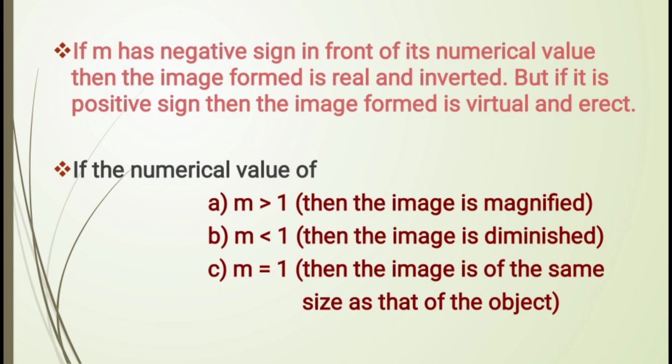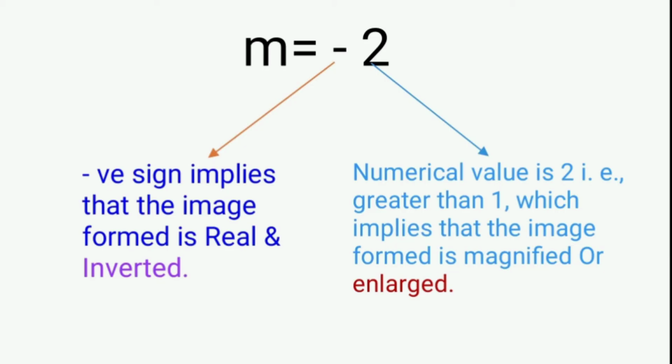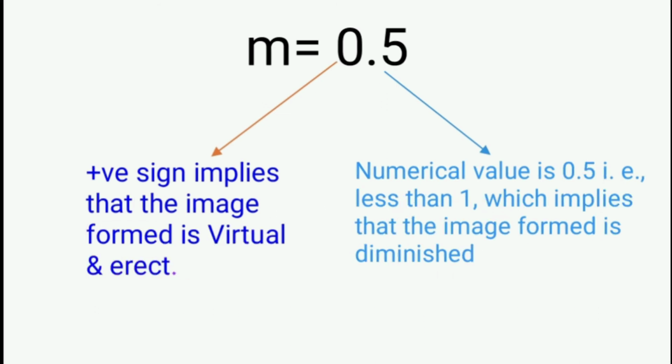If the linear magnification m is considered to be -2, then it means that the image formed is real and inverted. Real and inverted because of the negative sign. And the image is magnified or enlarged because the numerical value 2 is more than 1. Similarly, the value of m equals 0.5 implies that the image formed is virtual and erect, and the image formed is diminished.